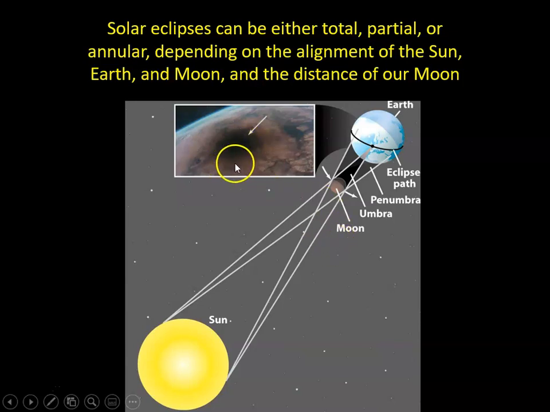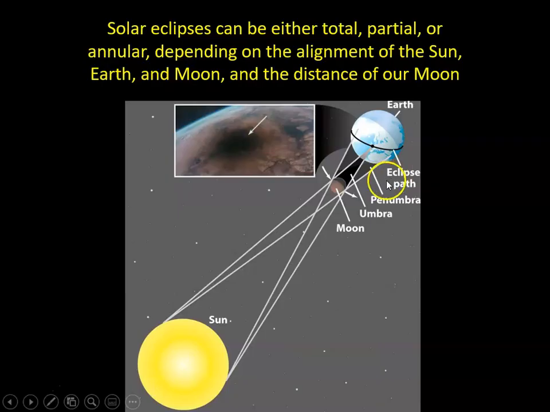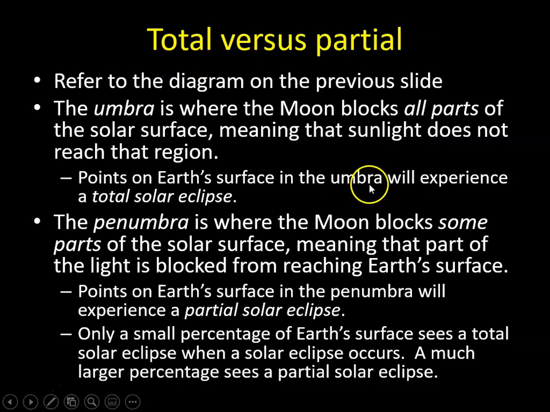So the area where it's quite dark, where our sun's face is completely blocked, we call that the umbra. And the area where you have a line of view where part of our sun's face is blocked by lines of view that pass through our moon, we call that the penumbra. So the umbra and the penumbra. Make sure you know those terms. The penumbra blocks some parts of the solar surface. The umbra blocks all parts of the solar surface.